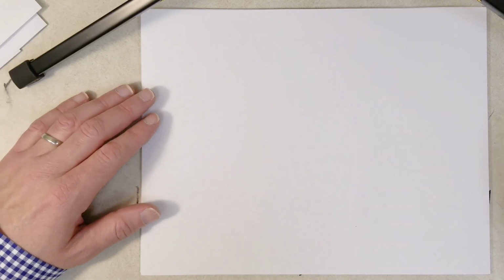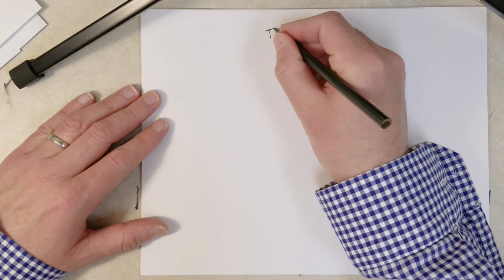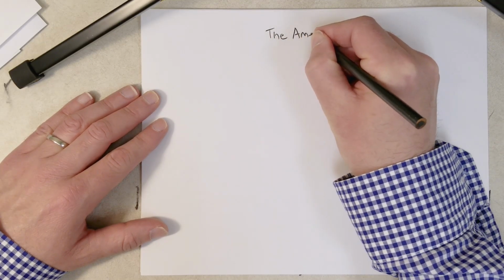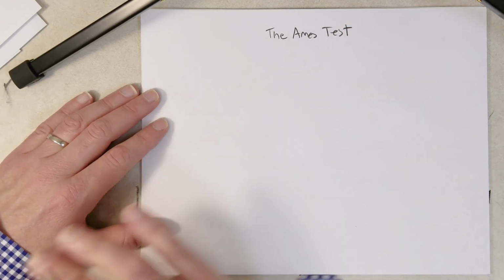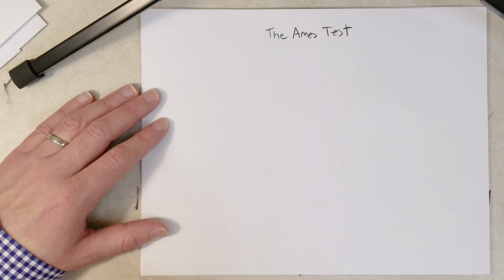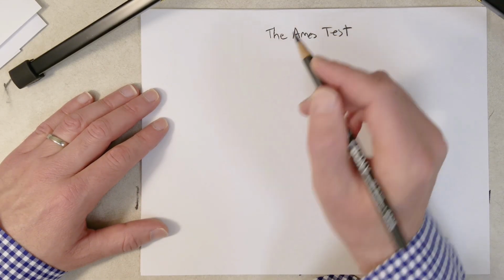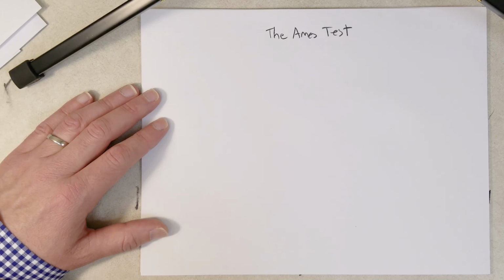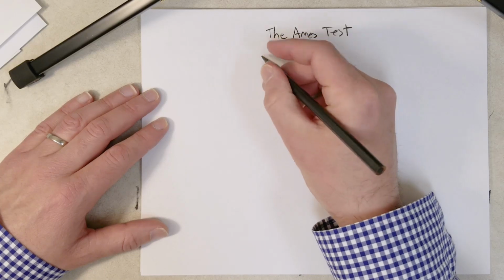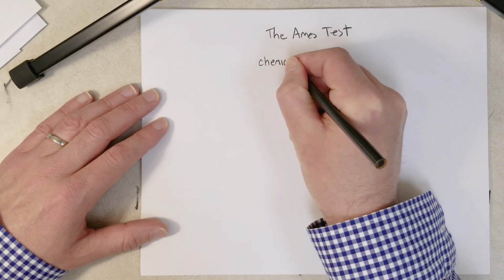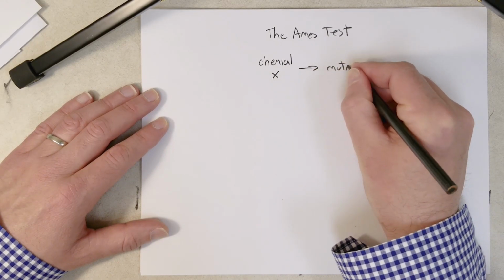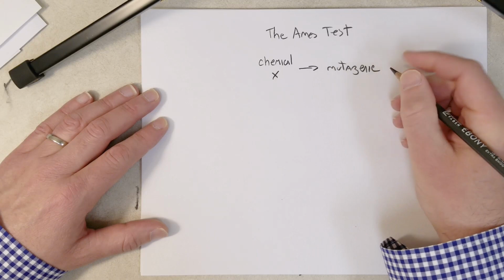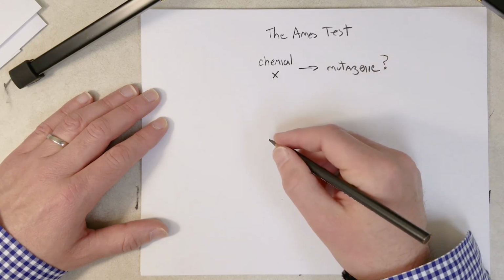Hey everybody, in this video we are going to talk about the Ames test. Okay, so what is the Ames test? Well, this is a test that researchers would use if they are trying to determine if a certain chemical or compound is mutagenic. So let's take chemical X. Now the question is, is this mutagenic? Does it cause mutations in DNA?